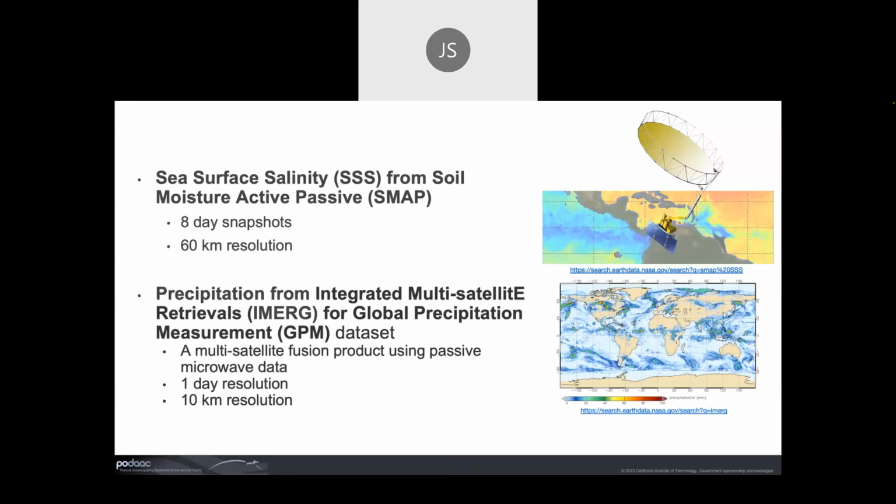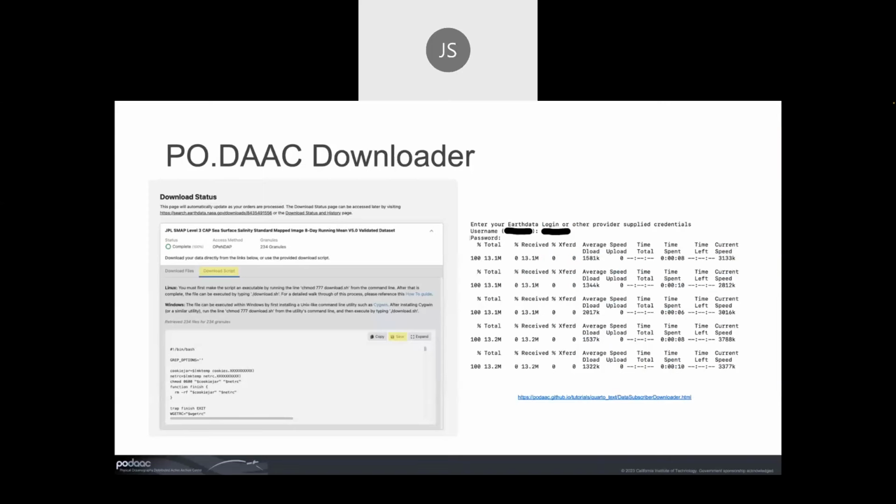The second data set I used is the precipitation from Integrated Multi-satellitE Retrievals, IMERG, for Global Precipitation Measurement. It is a multi-satellite fusion product using passive microwave data, and it provides estimates of global precipitation at daily intervals at about 10 kilometers resolution. I used the PO.DAAC Data Downloader, which is a Python-based tool for bulk and one-off or non-often downloading of data from the PO.DAAC archive. It was able to download months of data that I needed for the analysis fairly quickly.